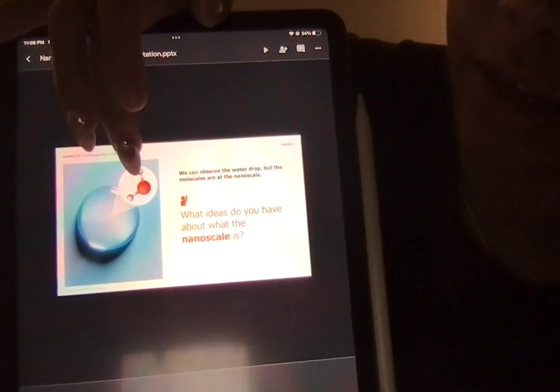Okay. We can observe the water drop, but the molecules are at the nanoscale. What ideas do you have about what the nanoscale is? So remember, this is the nanoscale. What ideas do you guys have about what that is in words? I'll pick out a couple students here at their answer. From now on, we'll be thinking about what is happening at the observable scale, which we can see, and what is happening with molecules at the nanoscale, which is too small to observe directly.